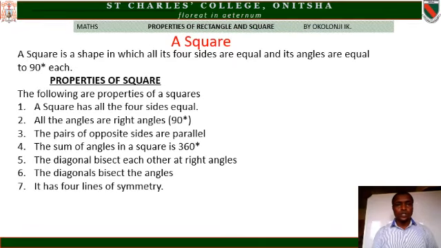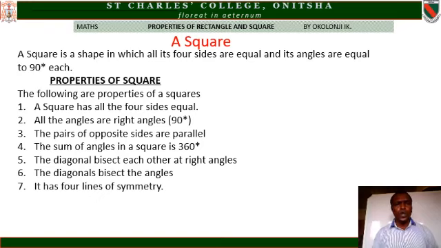Now, let's go into the lesson proper. A square. What is a square? A square is a shape in which all its 4 sides are equal and its angles are equal to 90 degrees each. Properties of a square. First of all, what do you understand by properties? Properties are those things you possess. What are the properties of a square?